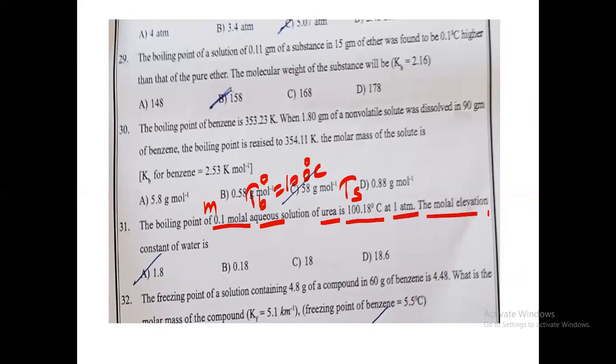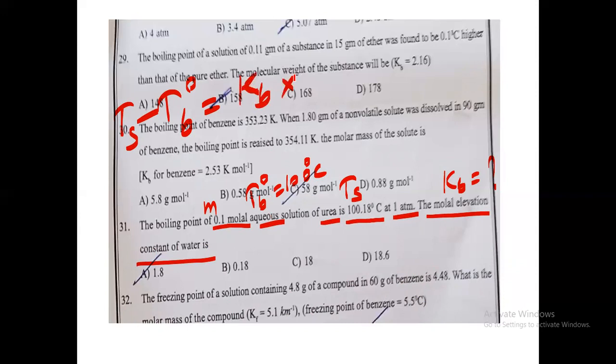Now the molal elevation constant of water is asked, that is, KB of water. TS is given, TB naught is known for water, molality is given. What is the formula? TS minus TB naught is equal to KB into m, molality. Molality is given as 0.1 molal. Now KB is asked to calculate here.